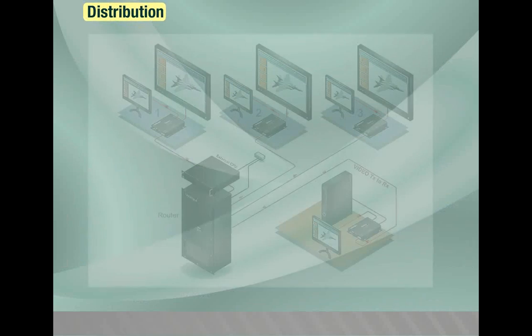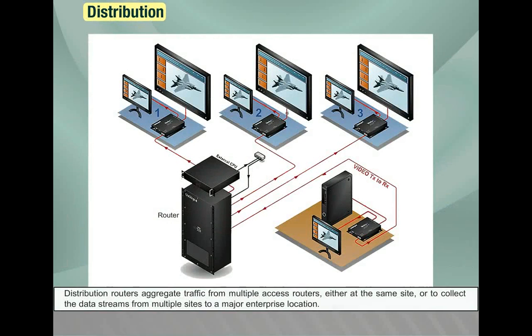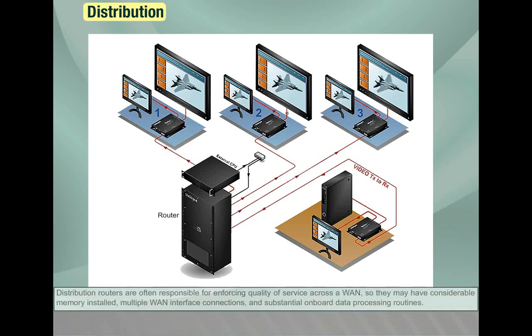Distribution. Distribution routers aggregate traffic from multiple access routers either at the same site or to collect the data streams from multiple sites to a major enterprise location. Distribution routers are often responsible for enforcing quality of service across a WAN, so they may have considerable memory installed, multiple WAN interface connections, and substantial onboard data processing routines.